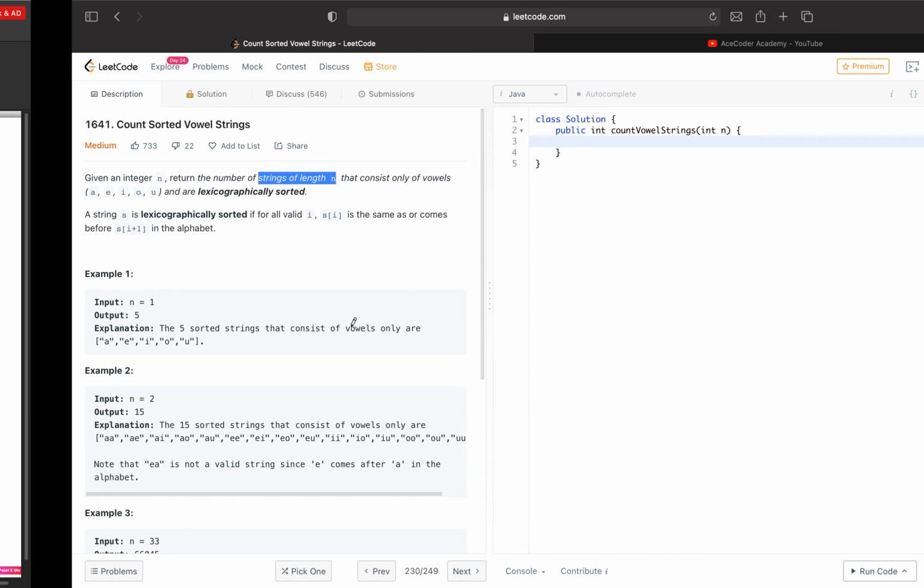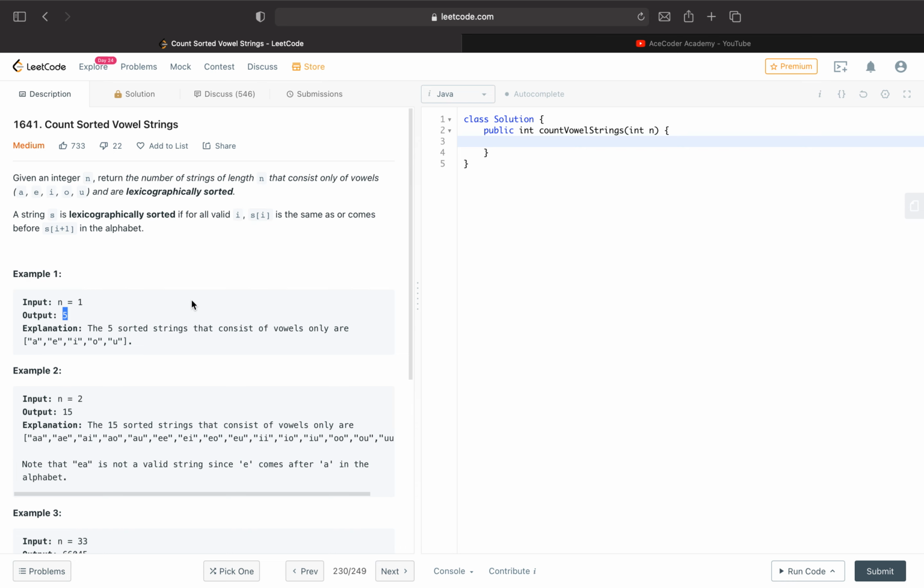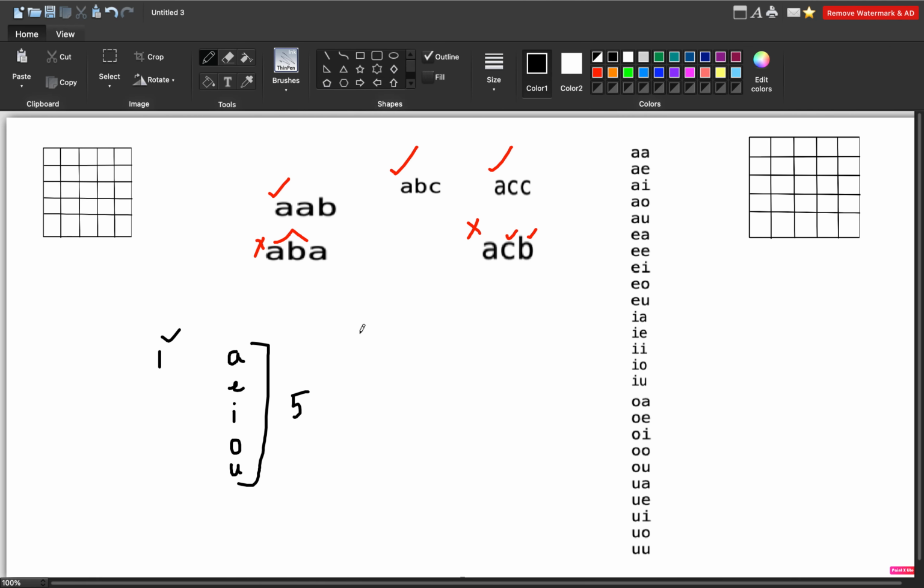We can recheck also. Yes, for n equal to 1 our answer is 5, and yes, a, e, i, o, u is the same as what we considered. And now we will be seeing if n is 2. Here I have written all the possibilities that are possible for n equal to 2. But we will be seeing which are not lexicographically sorted, so we will be eliminating them.